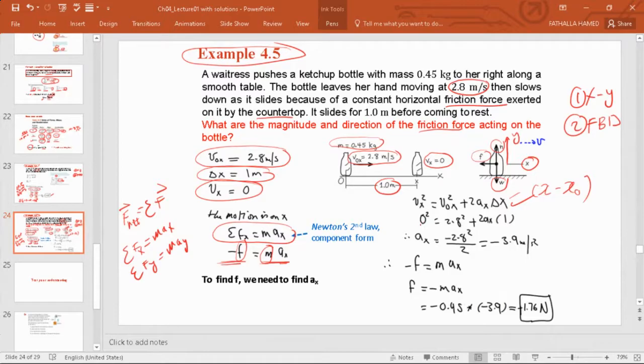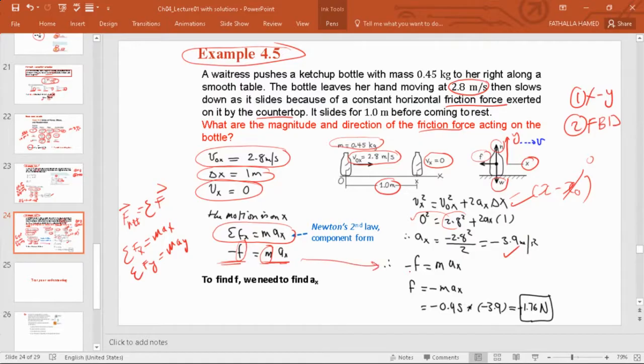Now, my final velocity after 1 meter is 0, and my initial is 2.8 squared plus 2ax, and of course, I can take my x initial equal to 0 here, so you have 1 meter. So out of this equation, you want to find the ax. You can take this to the other side with a negative sign. So you have ax equal to 2.8 squared, divided by 2, and it gives you that the ax is equal to minus 3 meters per second squared.